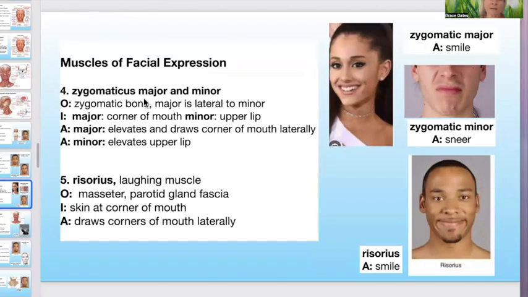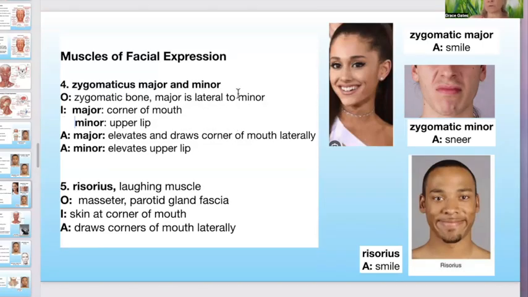The zygomatic major and minor. The zygomatic bone is the origin of both the major and minor. The minor is medial and superior to the major, which is lateral and inferior to the minor. Both of them are sort of oblique muscles. So the action of the major is to elevate and draw the corner of the mouth laterally, and the action of the minor is to elevate the upper lip.